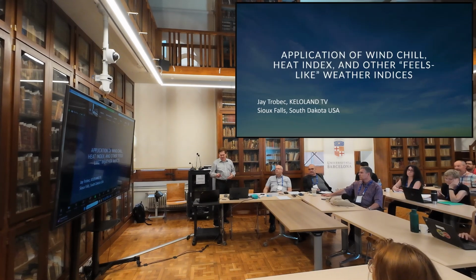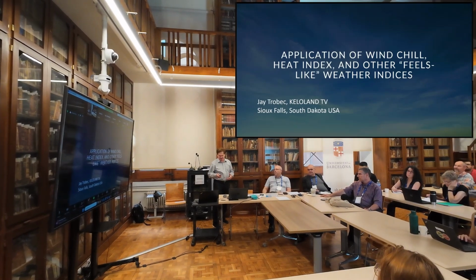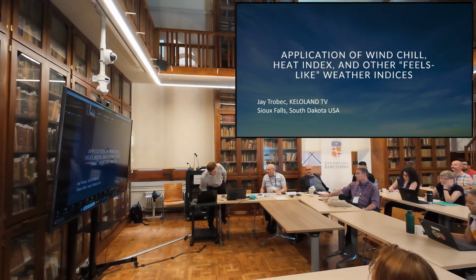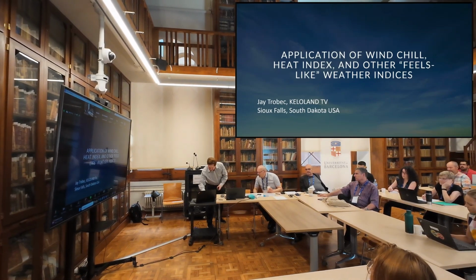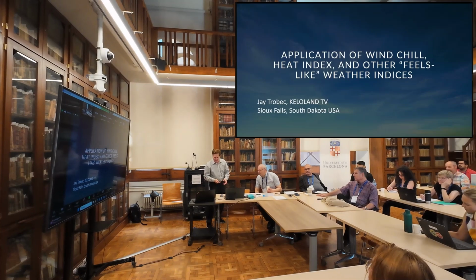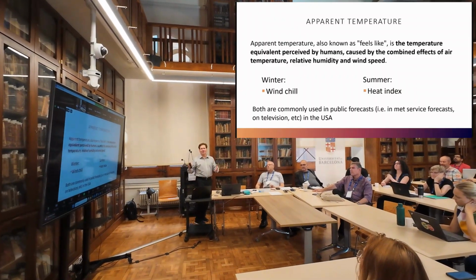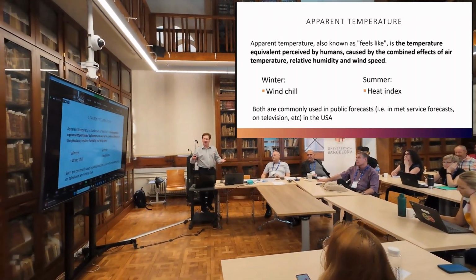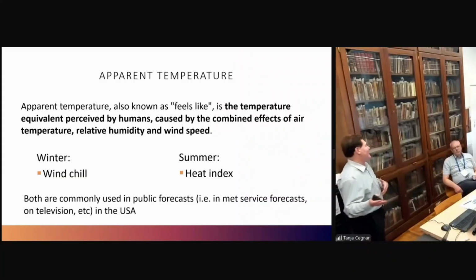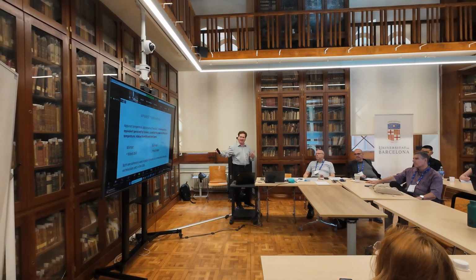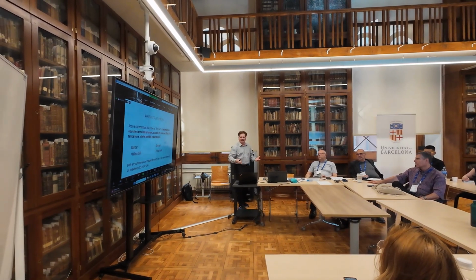Just by way of review, and I'm sure this is a review for most of you, as to what apparent temperature is. Apparent temperature is what it feels like outside. This is the AMS definition: the temperature perceived by humans caused by the combined effects of air temperature, relative humidity, and wind speed.